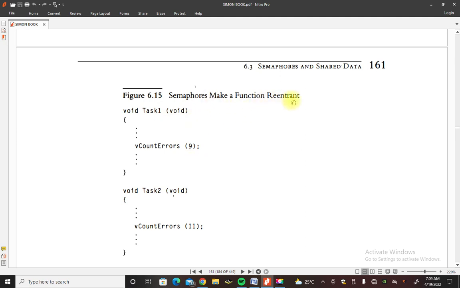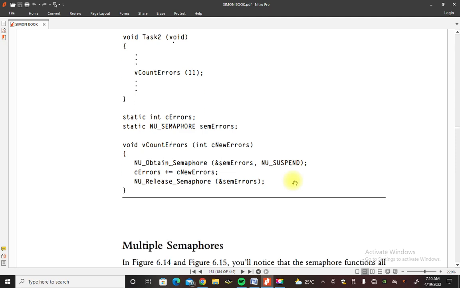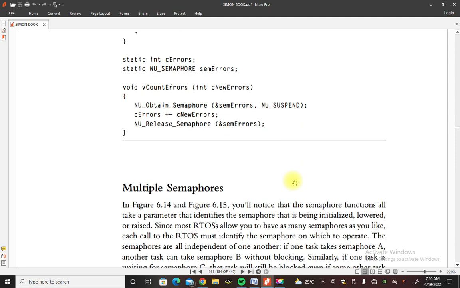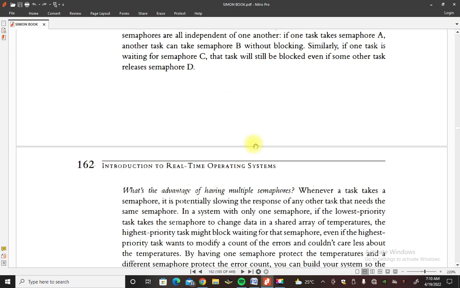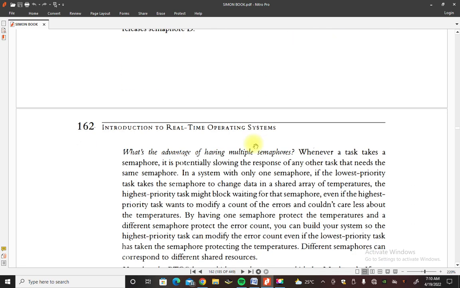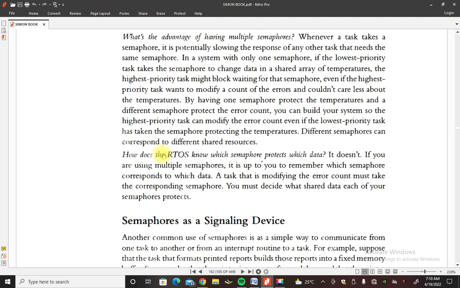Semaphore makes the function reentrant. Reentrant functions are the functions which the real-time operating system's ISR and main routine can share, but the shared data problem will not happen. For a reentrant function, the code should be atomic. That's very important, right? Multiple semaphores, as we discussed, means there are different semaphores, and what are the advantages of multiple semaphores? That is what we have discussed.